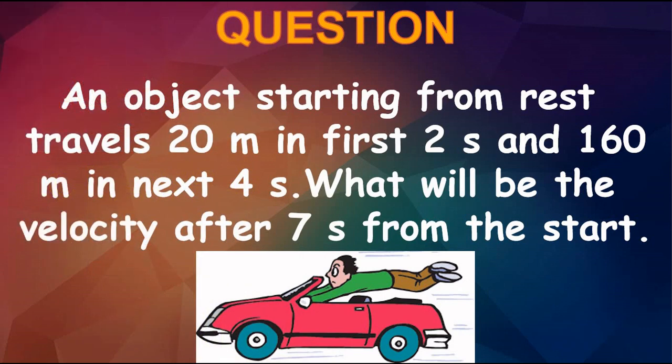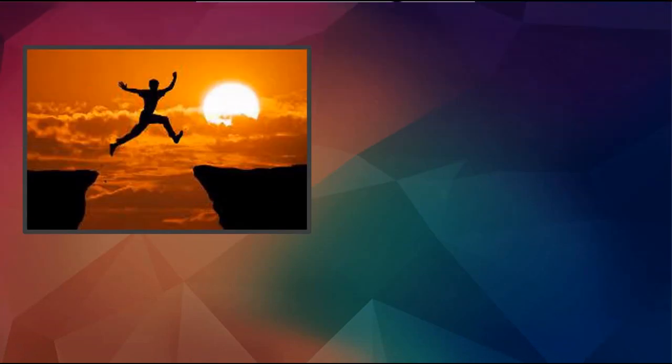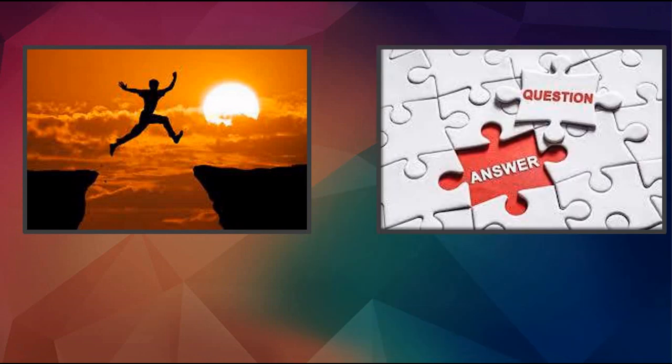Let's read it first. An object starting from rest travels 20 meters in first 2 seconds, 160 meters in next 4 seconds. What will be the velocity after 7 seconds from the start? Let's read the question once again. An object starting from rest travels 20 meters in first 2 seconds and 160 meters in next 4 seconds. What will be the velocity after 7 seconds from the start? So now let's jump to the answer.